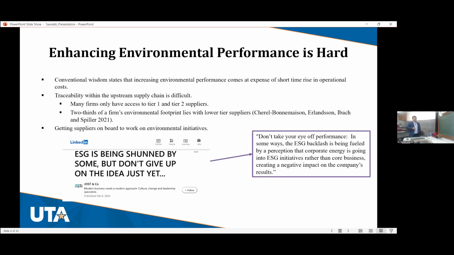Right, so here's a recent post. This post is saying that there's a perception that corporate energy is going into ESG initiatives rather than the core business, creating a negative impact on companies' results. A survey was done prior to OpenAI's ChatGPT, and everyone said the top priority for us is sustainability and environmental performance. As soon as AI and technology came into the picture, the whole thing went into the backlight. Now companies are investing more in AI, right? They feel that's going to help them grow their business. So this kind of tension between the core business and something like environmental performance always seems to exist for these firms.